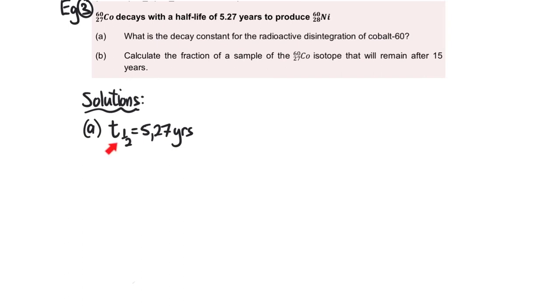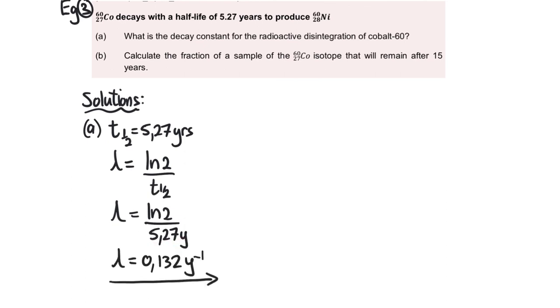So we have that the half-life is 5.27 years. We were given that. Using the mathematical formula, lambda equals ln 2 over t half, and substituting for t half, 5.27 years, we get that lambda, the decay constant, is 0.132, and because the unit for the half-life was years, the unit for the decay constant is years to the -1.